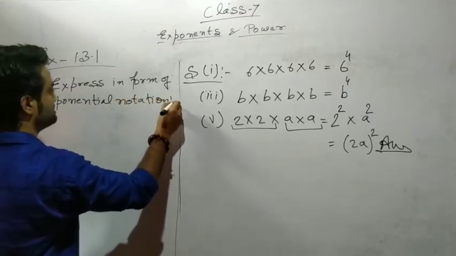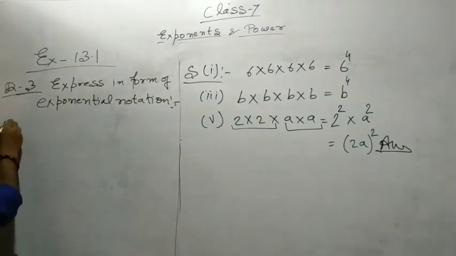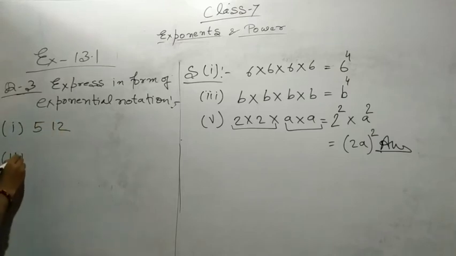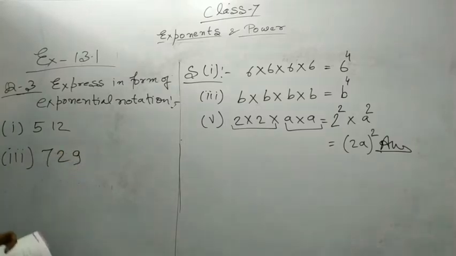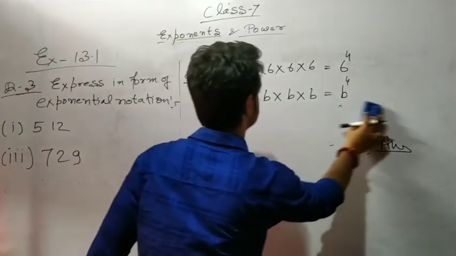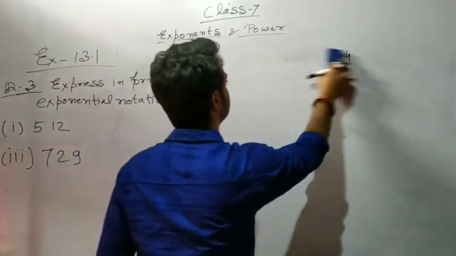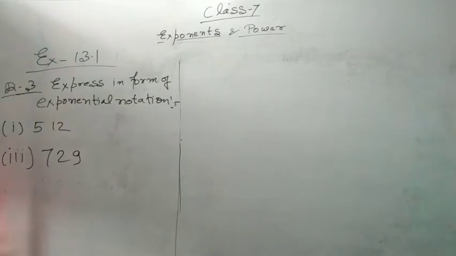We have to express the following numbers in the form of exponential notation. The first one is 512. The third one is 729. Like we solved the questions in Try These, in the same way we will be solving the questions here also.